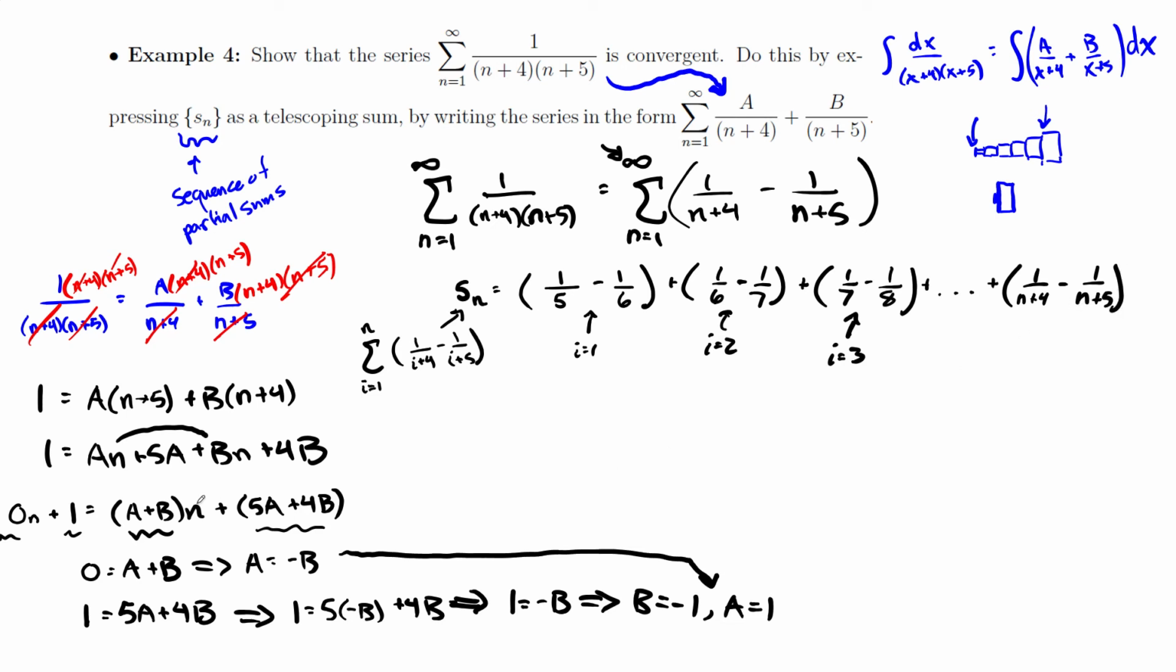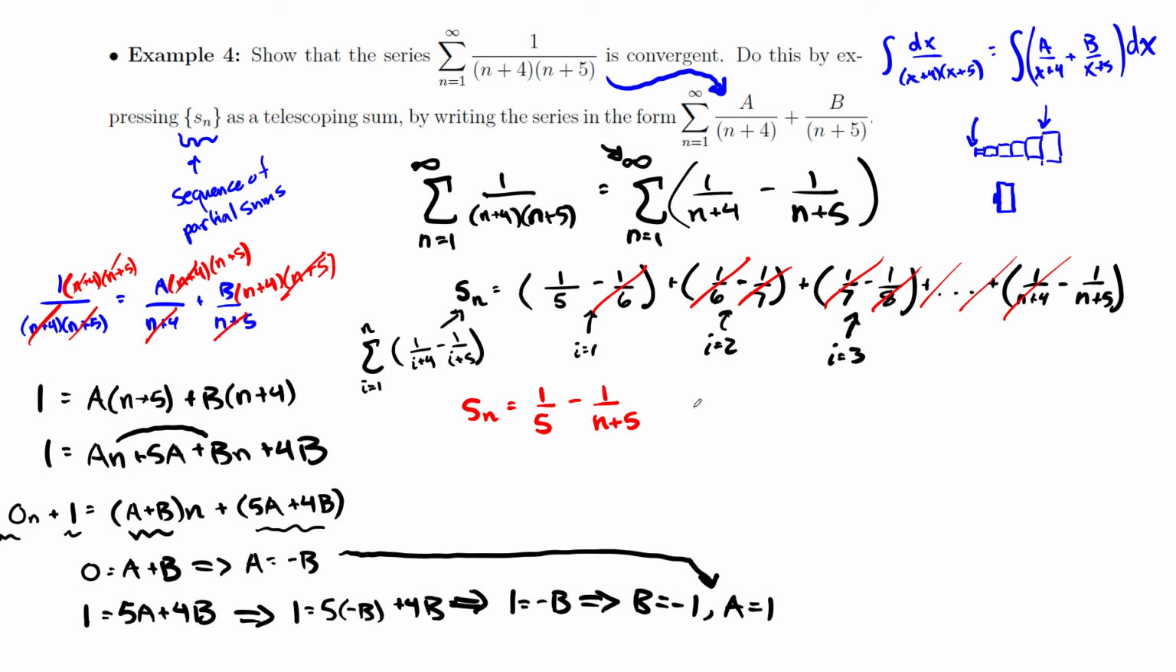Now hopefully you can see the telescoping that we're talking about here. Whenever we do this, this minus 1/6 and this plus 1/6 zero out. This minus 1/7 and this plus 1/7 zero out. This minus 1/8 and the one that came next, which I didn't write, zero out. And the one that came right before, minus 1 over n plus 4, cancels with the positive 1 over n plus 4. After all of that, we're left with the partial sum being simply 1/5 minus 1 over n plus 5.